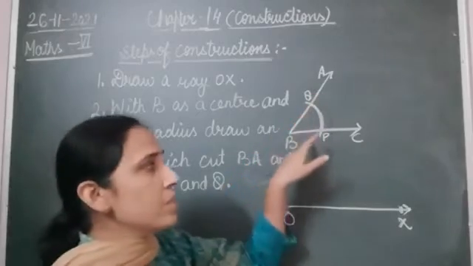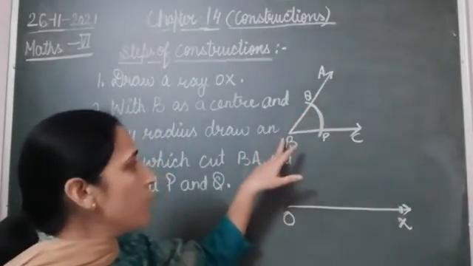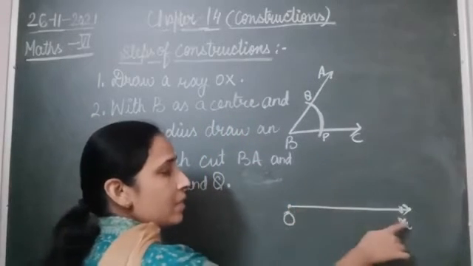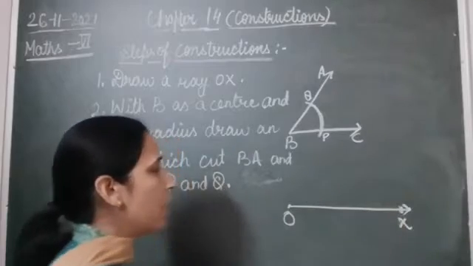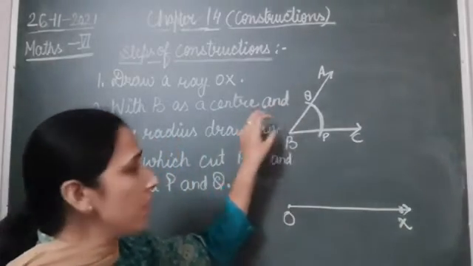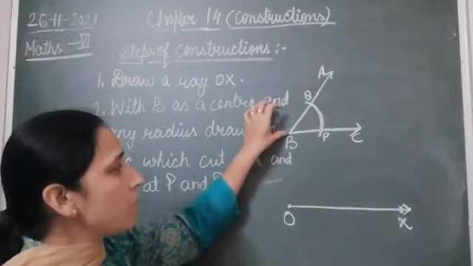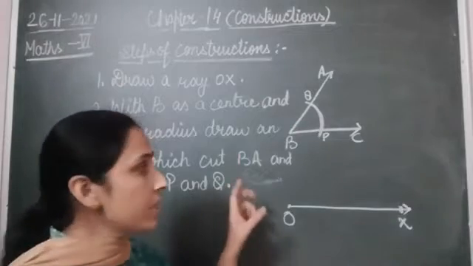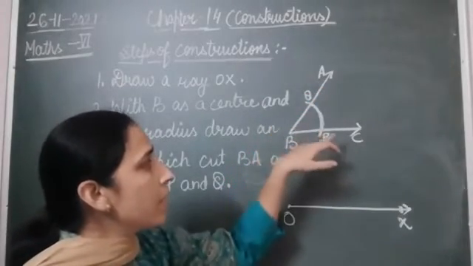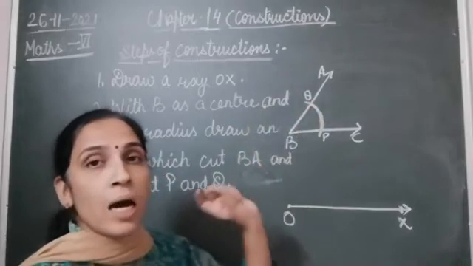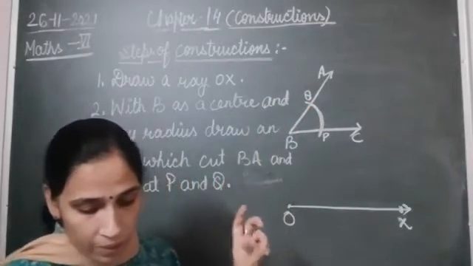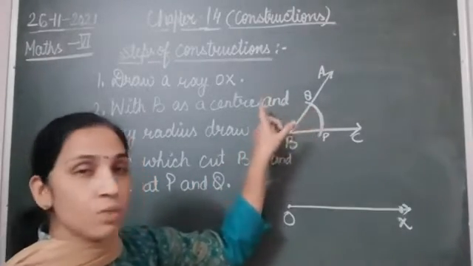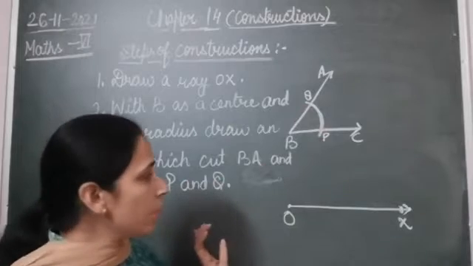That angle ABC is given to you. Then we draw another ray, that is OX, and then we come to the given angle. In that given angle we put the compass on B and make an arc in such a way that it cuts BA and BC at P and Q. That opening of the compass will stay the same. We are not going to fold that compass. The length of the arc which we have taken here, the same length we are going to take.